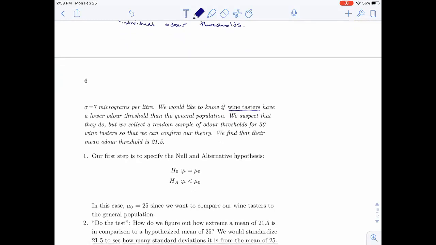We suspect that they do, but we collect a random sample of odor thresholds for 30 wine tasters. So we've got a sample size of 30, and of course we have to sample wine tasters because that's what our hypothesis is about, so that we can confirm our theory. We find that their mean odor threshold is 21.5. So the sample mean, X bar, is 21.5, and of course, n is 30.